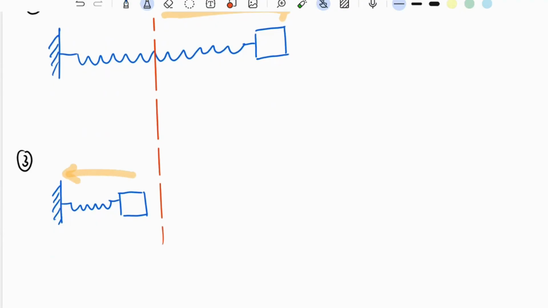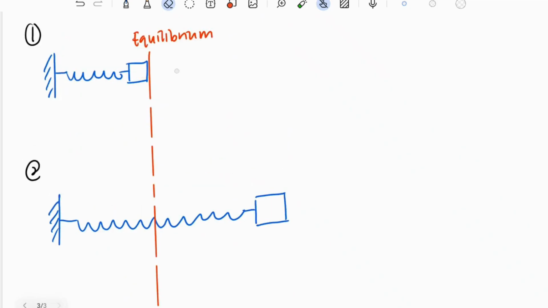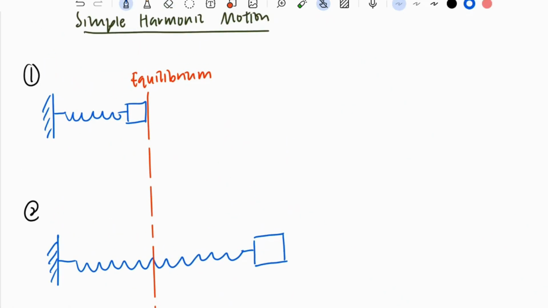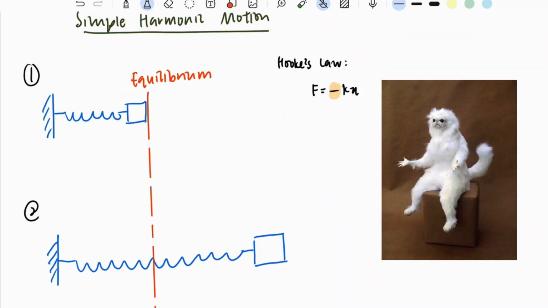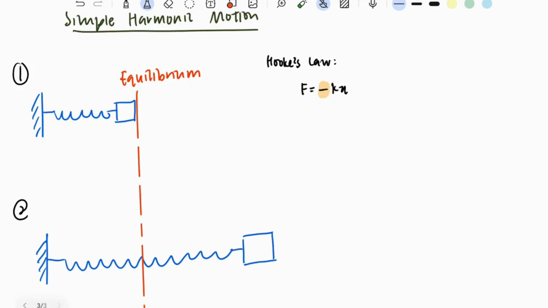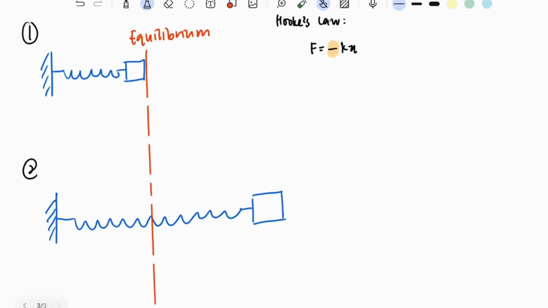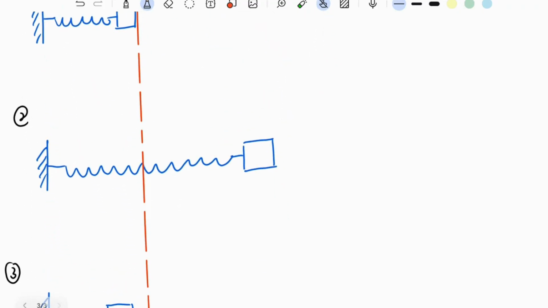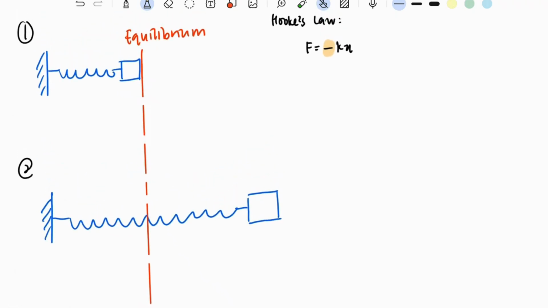Okay, so let's begin. First things first, you have to know that based on Hooke's law, Hooke's law is F equals to negative kx. Why is that negative all of a sudden? Okay, calm down. I'll walk you through these scenarios and I'll tell you why the negative should be there and why it is very significant when it comes to simple harmonic motion. So let's get to it.